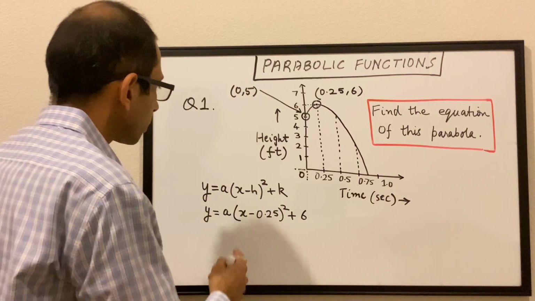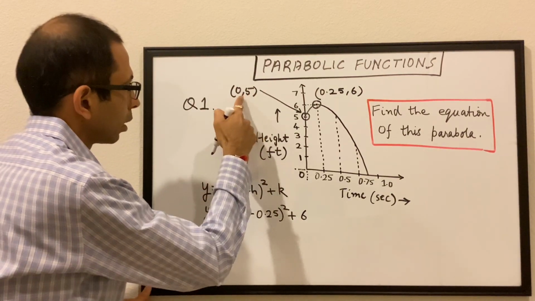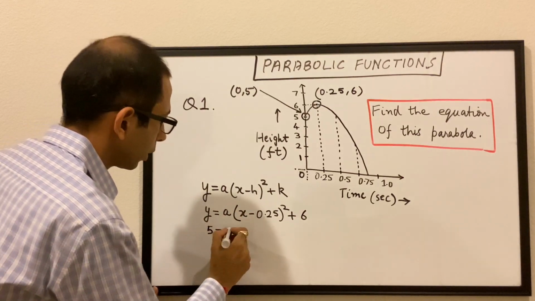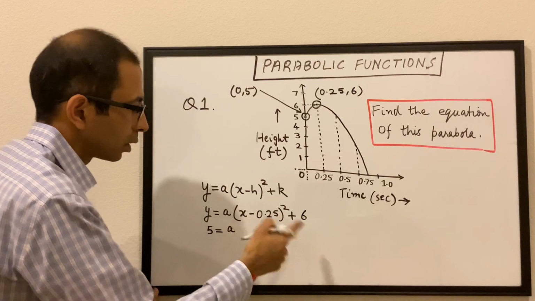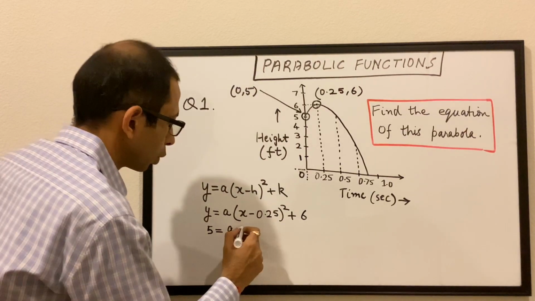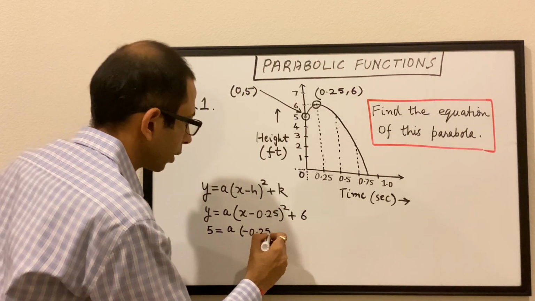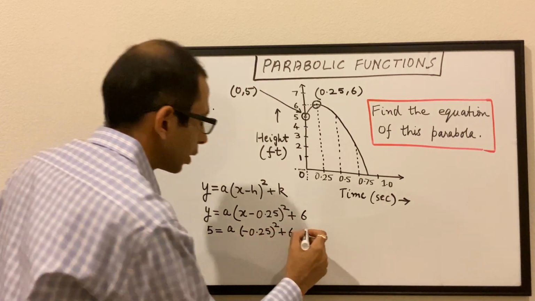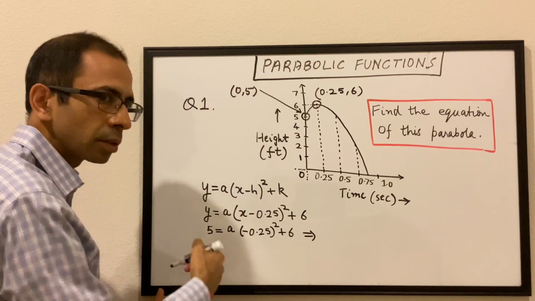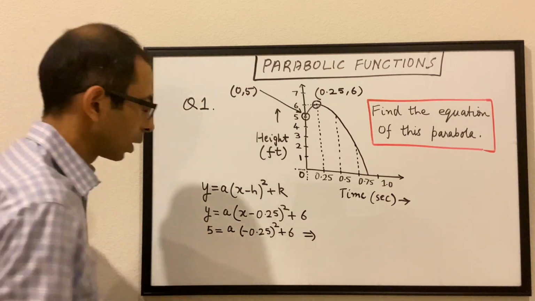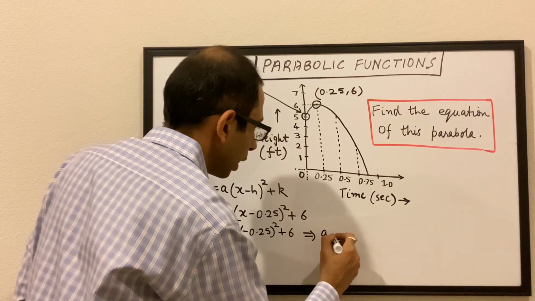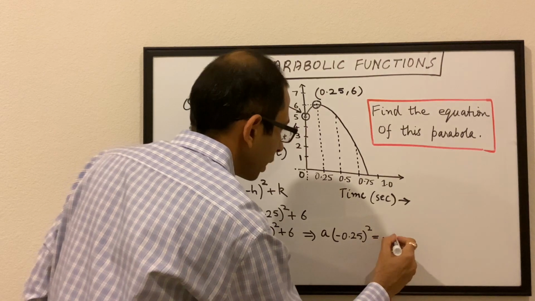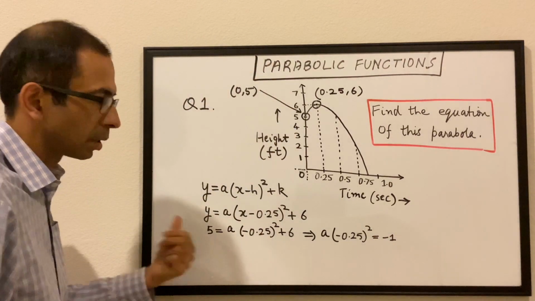Let's do that. So let's plug in x and y as 0,5 here. So it will be 5 equal to a times (0 minus 0.25), so minus 0.25 whole square, plus 6. And then we solve it further. We bring 6 to the other side, so it becomes 5 minus 6, which is minus 1. So it becomes a times (minus 0.25) whole square is equal to minus 1, because 6 comes this side.